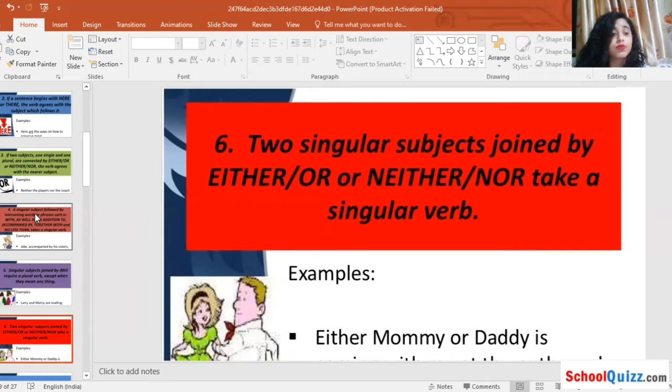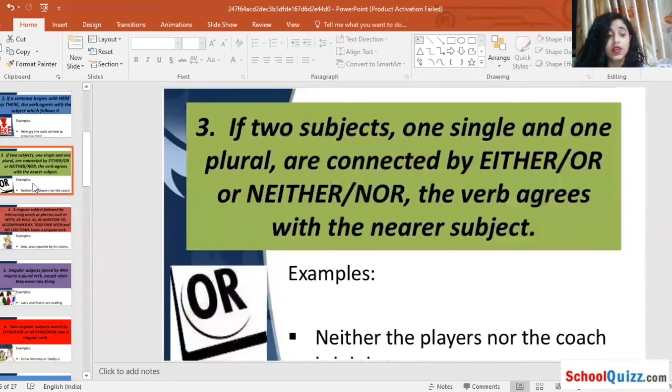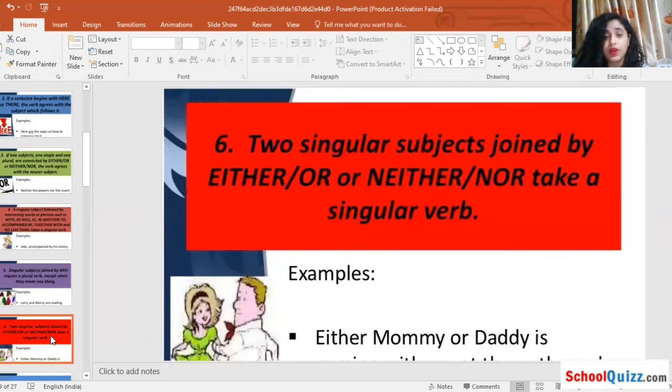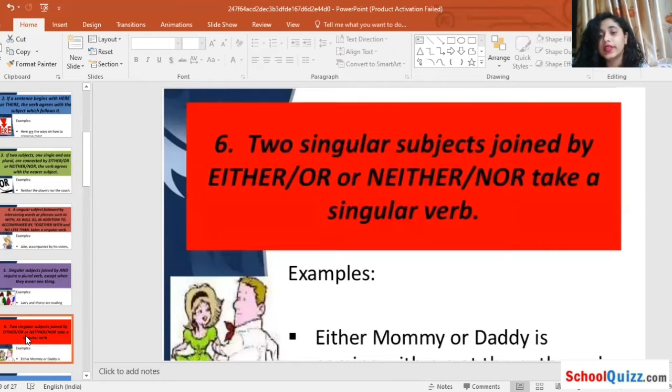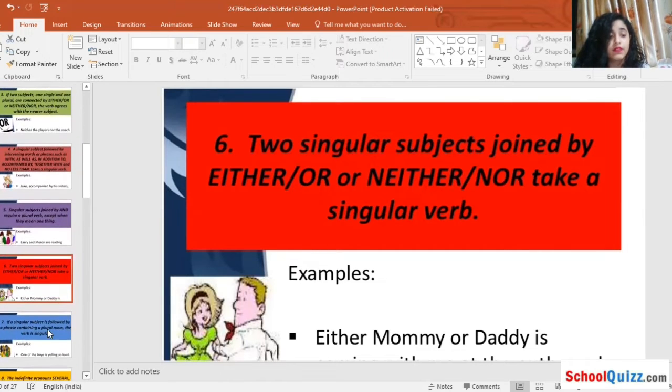Here, see the difference between rule number 3 and this one. Here, two singular subjects are joined. And in rule 3, it was not two singular subjects joined as one; it is connected with the nearer subject. That was the rule. And here, two subjects are joined. Now, next one we have studied.